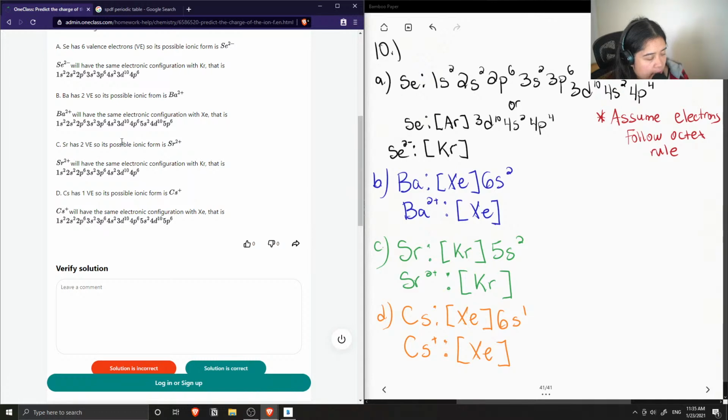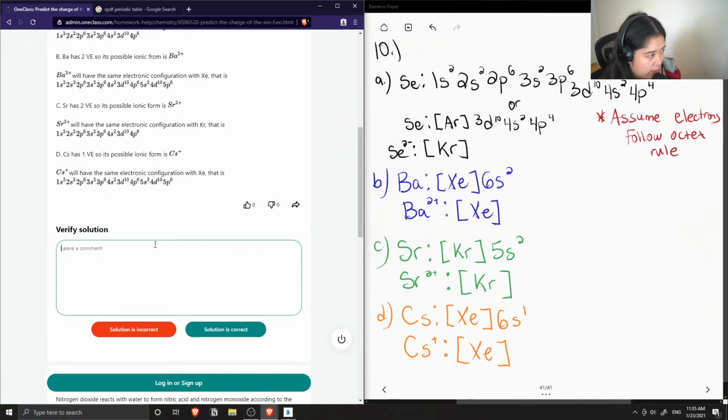Strontium has 2 valence electrons. Its possible ionic form is strontium 2 plus. So it'll have the same electron configuration as krypton. Yep. And then cesium has 1 valence electron. So its possible ionic form is cesium plus. So this will have the same electron configuration as xenon. Okay, so this shows that cesium plus and barium 2 plus are isoelectronic, meaning they have the same electronic configuration. So that means they're also isoelectronic with xenon as well. So this solution is correct.